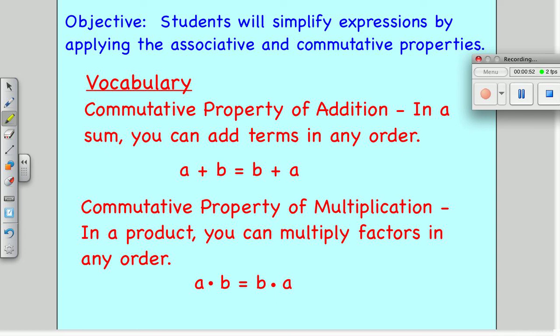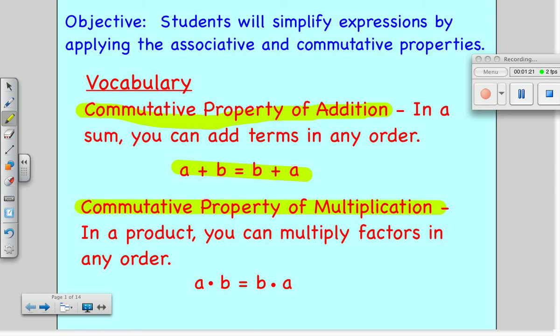For the vocabulary, this is all I want you to write. Again, I'm just going to highlight everywhere I want you to write, okay? So, for this one, I want you to write the commutative property of addition, and I want you to write A plus B equals B plus A. Then on the bottom, I want you to write commutative property of multiplication, and the example, A times B equals B times A.